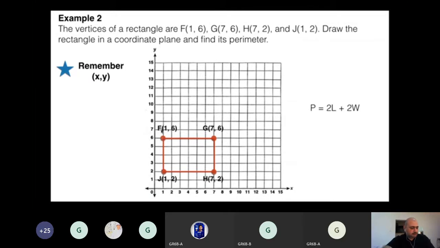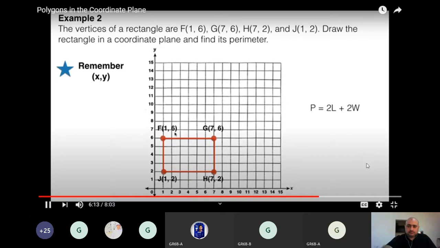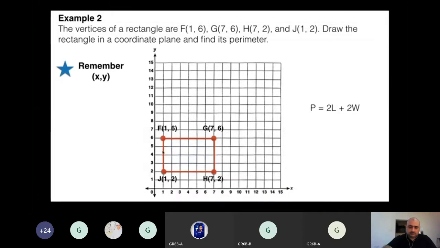Well, we'll start with the length here. If you see, both for J and F, they both have an x coordinate of 1. Okay, they're both over 1. But the y coordinate is different. This one is only up 2. This one's up 6. So if you want to know the length, we just find the difference of those y coordinates. So 6 minus 2 is 4. That's going to be my length. Okay, I'm going to substitute that in for L.